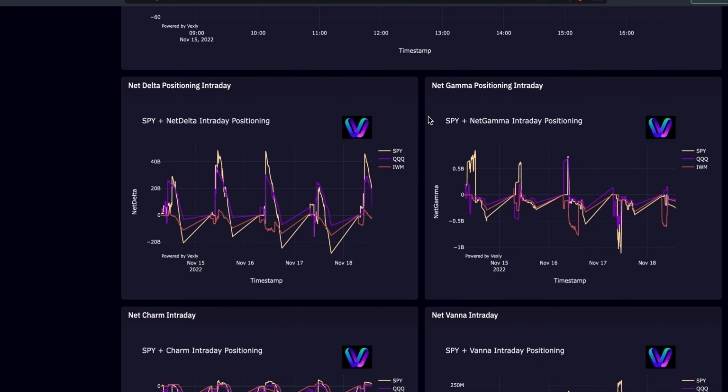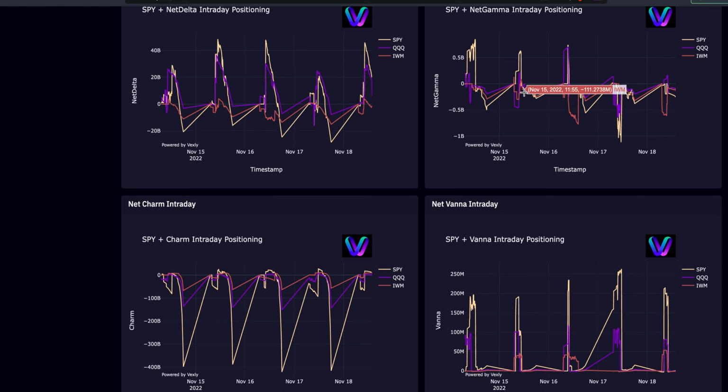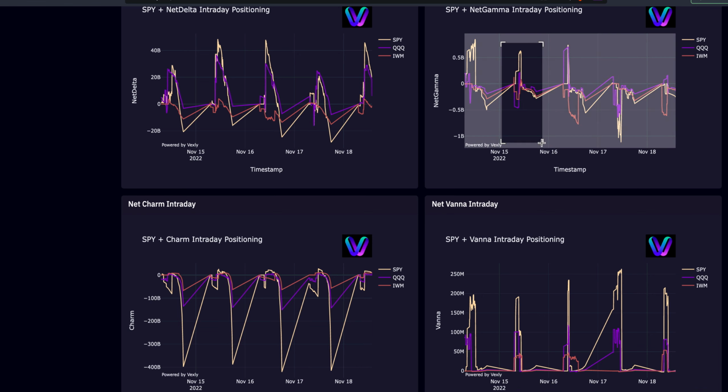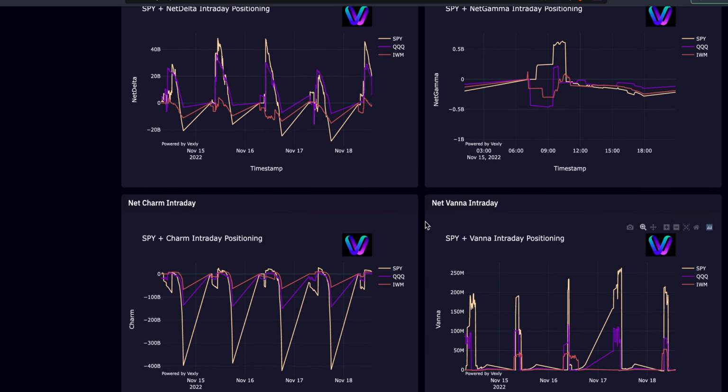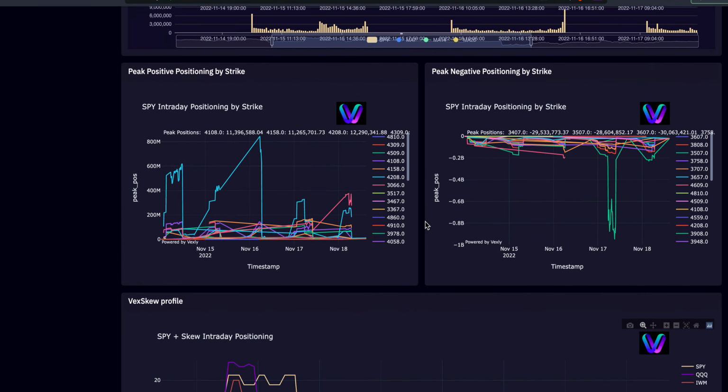You also had at the same time on this November 15th, if you wanted to separate the lot together, you can see net positioning just fall off a cliff. So people who were in calls and so on really started to do the opposite. So that was another tell.